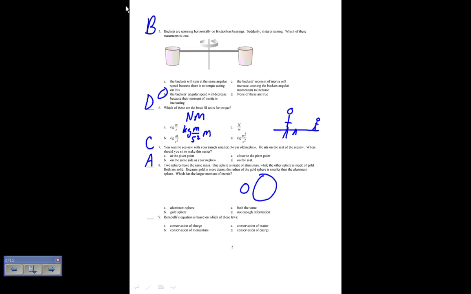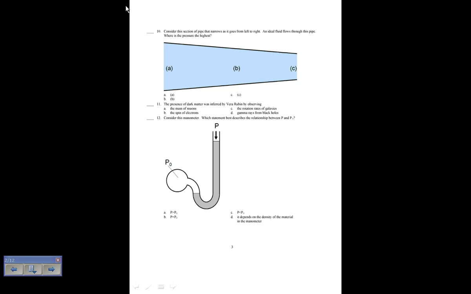Bernoulli's equation is based on which of these laws? Bernoulli's equation is based on the conservation of energy, in particular the conservation of energy per unit volume. Consider this section of pipe that narrows as it goes from left to right. An ideal fluid flows through the pipe. Where is the pressure highest? The pressure is highest where the velocity is lowest, and it's wider down here, so the velocity is lowest there. So that's A.